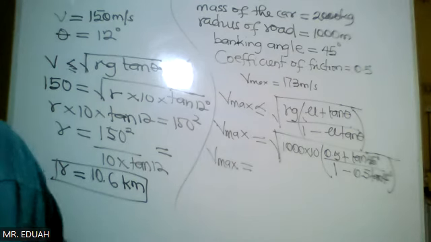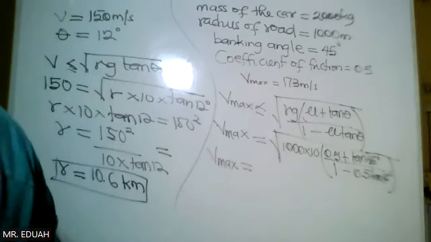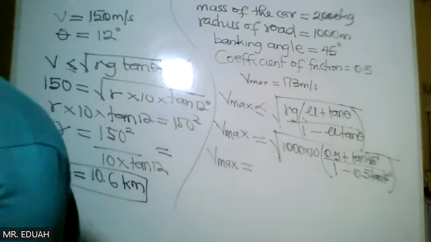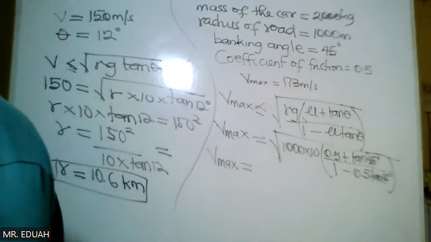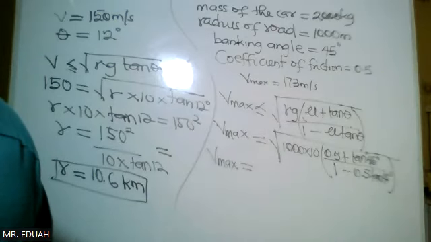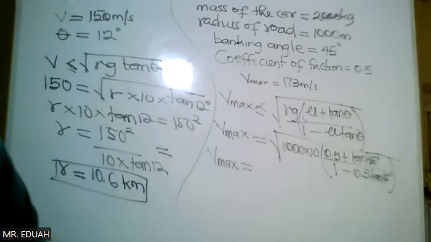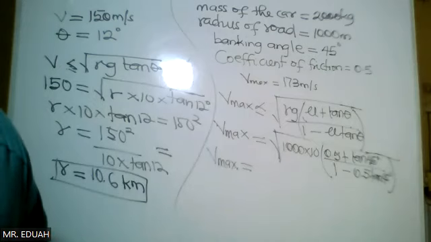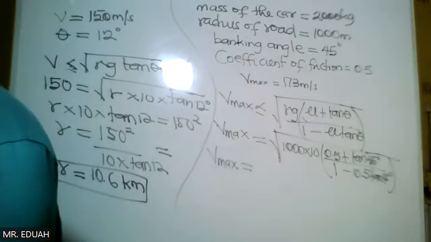Okay, so I'm taking it again. An unbanked curve has a radius of 60 meter. What is the maximum speed at which a car can make a turn?